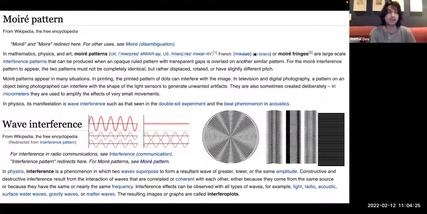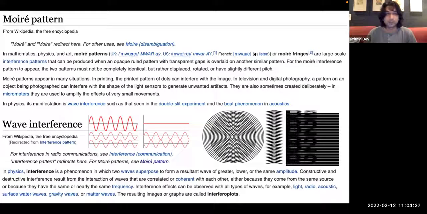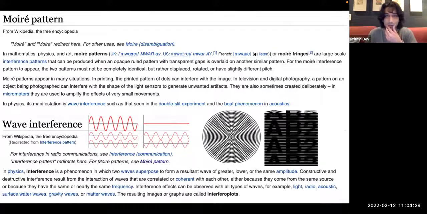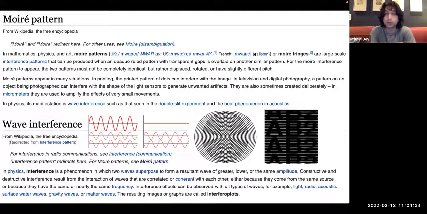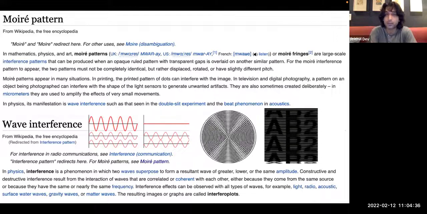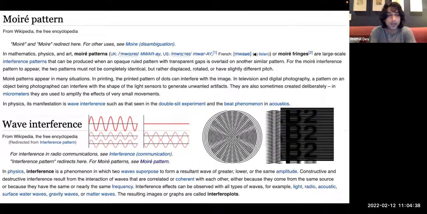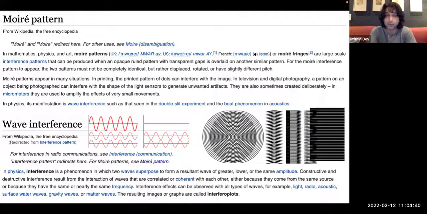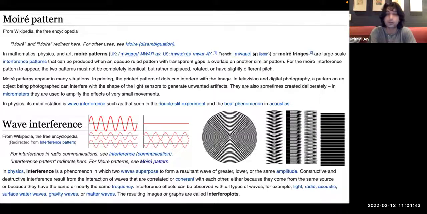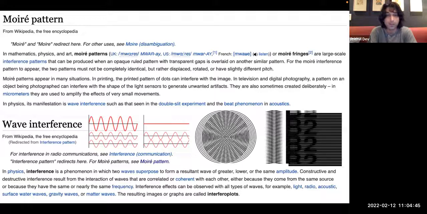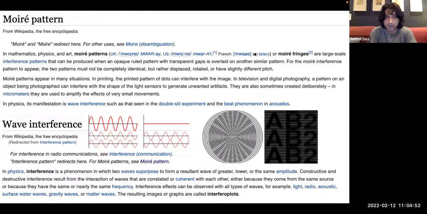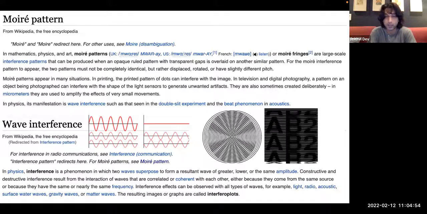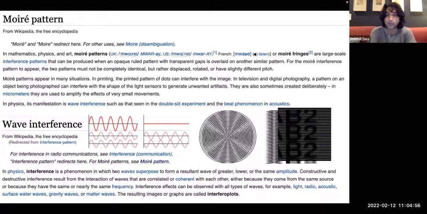Just moving on, a Moire pattern. I'm just going to read this out. It's an interference pattern that can be produced when an opaque ruled pattern with transparent gaps is overlaid on another similar pattern. And in physics, interference is a phenomenon in which two waves superpose to form a resultant wave of greater, lower, or the same amplitude. Here we have a graph of these red waves, and they are amplifying each other to create a larger wave, and in the other one they cancel out.